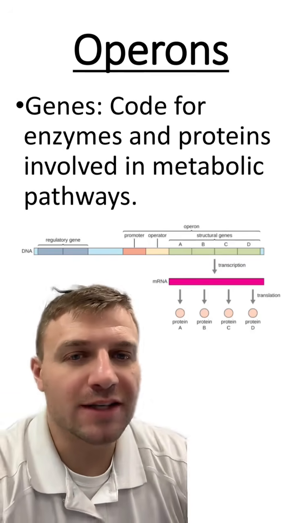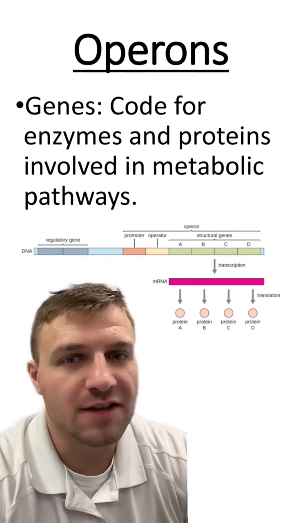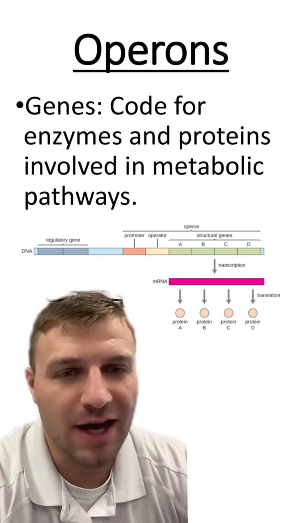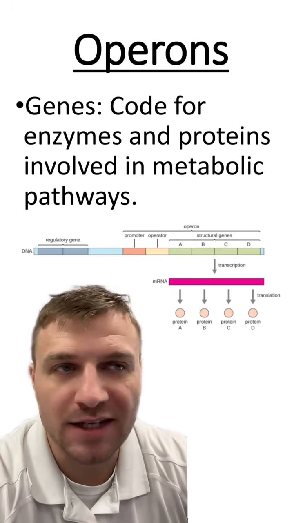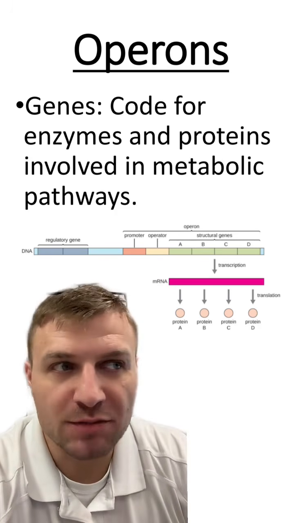Next, we have our genes. Genes are going to code for a set of enzymes or proteins that are going to be involved in some metabolic pathway. And this metabolic pathway is usually going to be involved in breaking something down or building something up. So again, genes just make proteins.